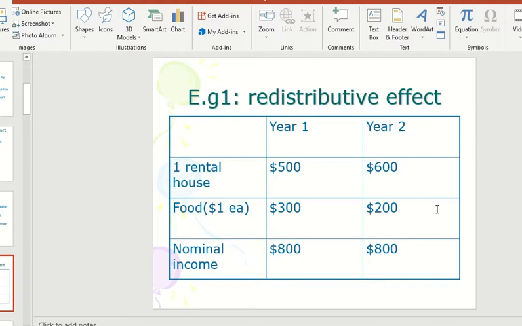Can you think of anybody who can benefit from this kind of inflation? I'm sure many of you can think of landlords, right? So in this particular case, landlords benefit from this type of inflation, while tenants are hurt.